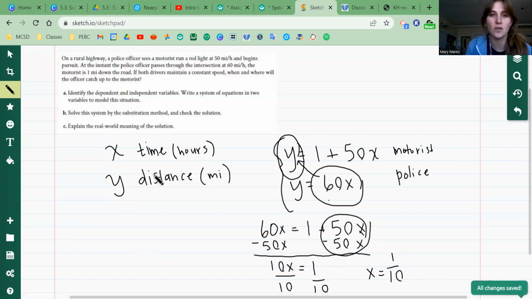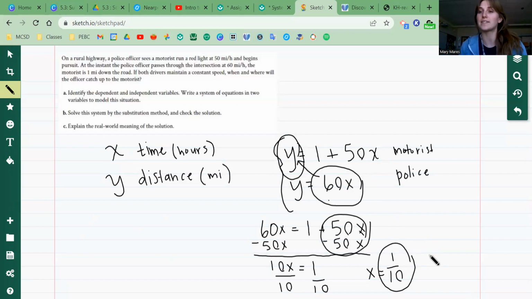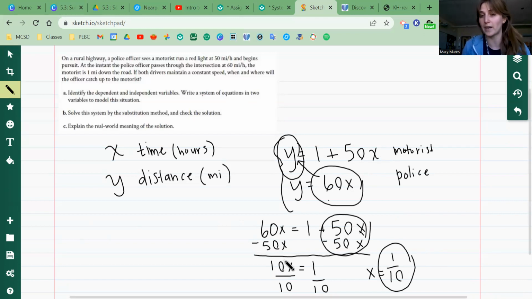Remember, that's the amount of time. So 1/10 of an hour, we can write that. And then what we need to do is plug in this value for x into one of our original equations, because for a system of equations, our answer is always two numbers. It's an x and a y value. We need both. So right now I'm halfway there.